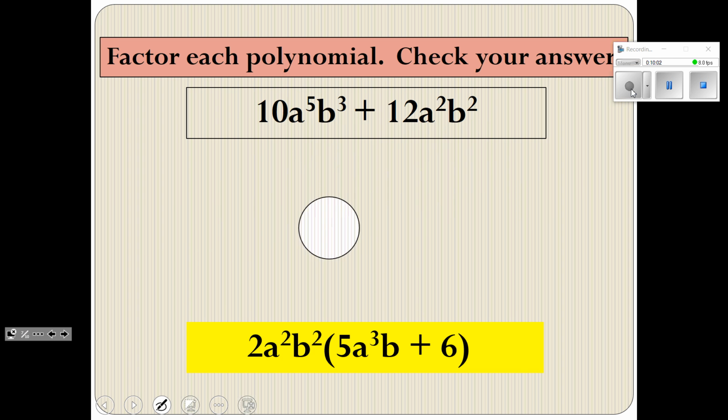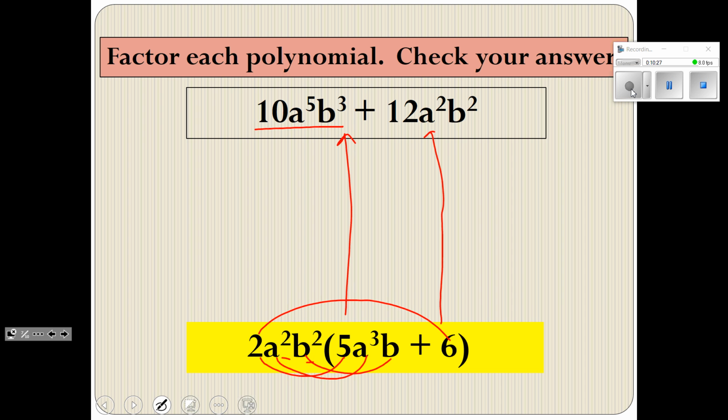Now, if you want to go back and check it, some people say, well, do I need to solve that? Well, if you do the distributive property, you're going straight back to this. You can actually use that to check it. So if I were to use the distributive property here, 2 times 5 is 10, a to the 5th b cubed, which is right here, 10a to the 5th b cubed, and then 2 times 6 is 12, and then a squared b squared. So if I use the distributive property, I can check it, and I'm going right back to where I started again.